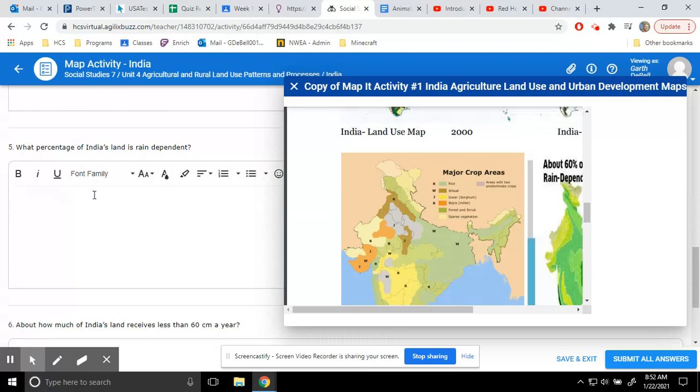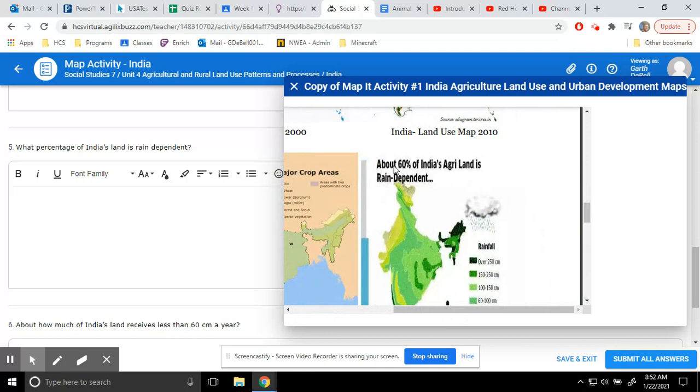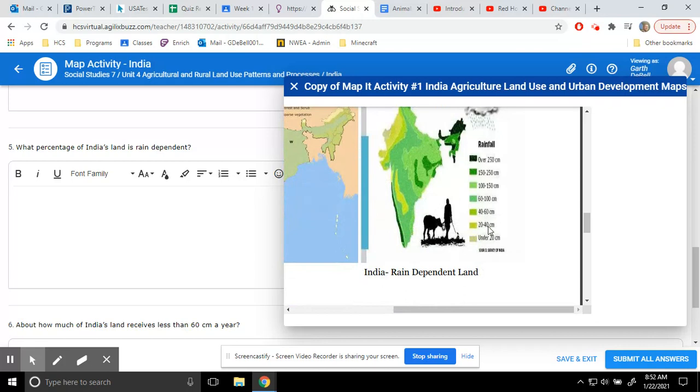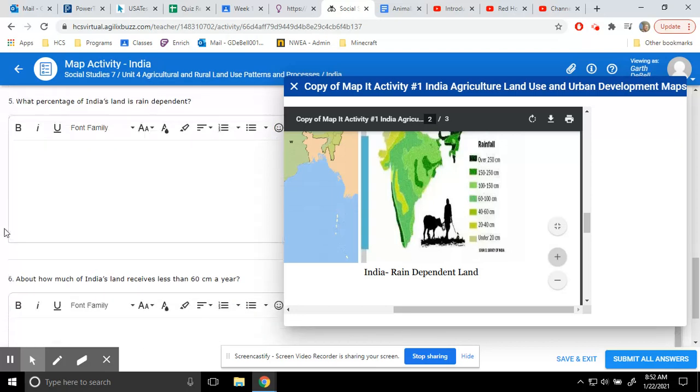What percentage of India's land is rain dependent? All right, it tells you right here. 60% of India's agricultural land is rain dependent. That means that they don't have irrigation from rivers or lakes, and they have to hope for rain to grow their crops. This map shows you where the rain is. These dark areas have 250 centimeters of rainfall a year, and then it just goes down from there.